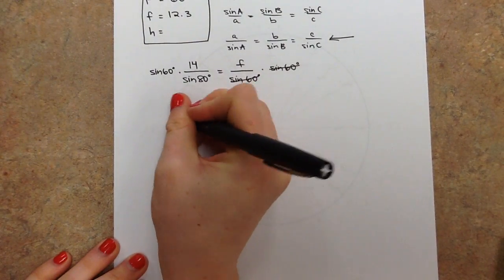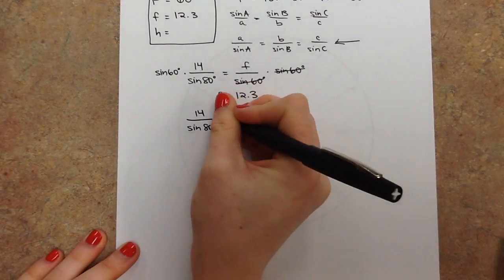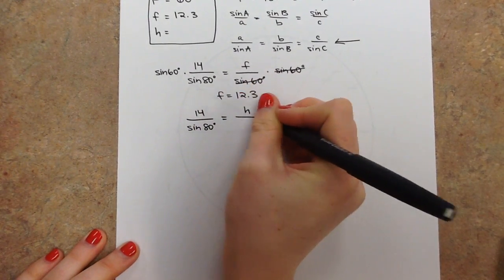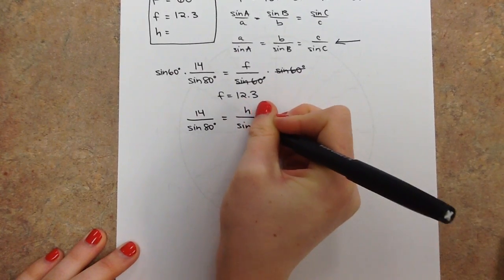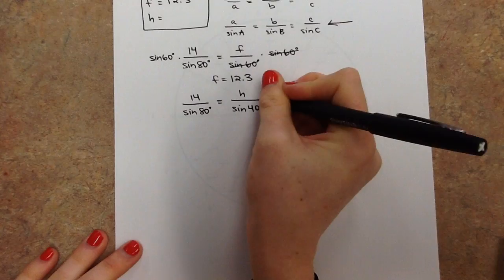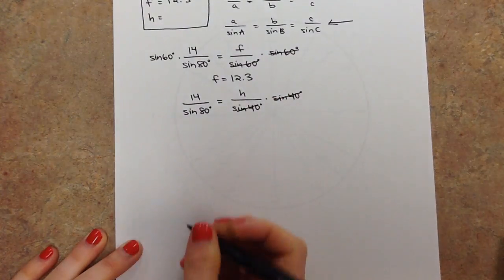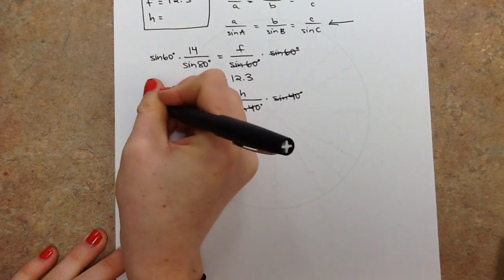So we're going to put little g over the sine of g, because that's the pair that we were given at the beginning, equals little h over the sine of h. Okay, so we're doing the exact same thing, just this time we're looking for a different variable. So I'm going to multiply both sides by sine of 40 in order to get little h by itself. This will cancel, and I multiply by the same thing over here.